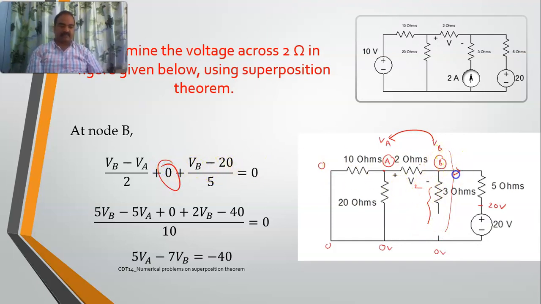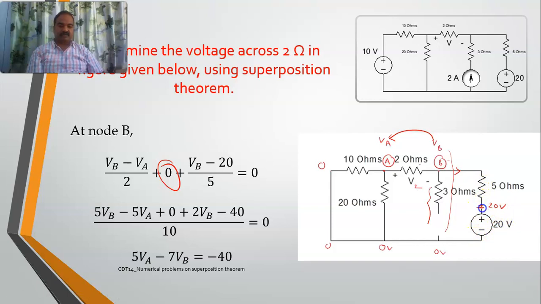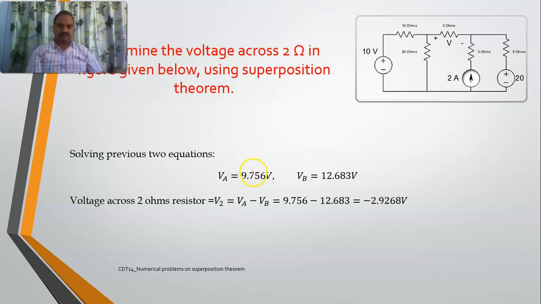And the third path is VB minus the nearest. Earlier we considered up to here, but here there is a voltage source, so its voltage is 20. VB minus 20 by the resistance in this path, 5. So this is my equation: VB minus 20 by 5. If you solve this, you will get this equation: 5 VA minus 7 VB. So if I solve the first equation and second equation, I will get VA and VB.